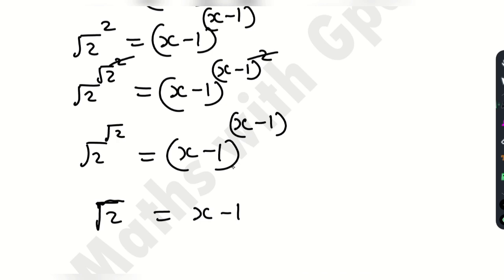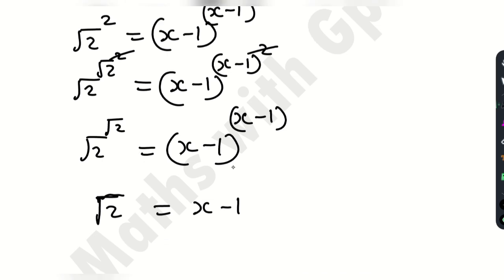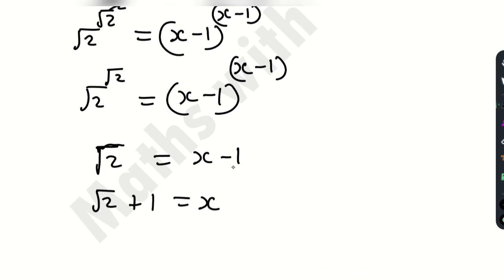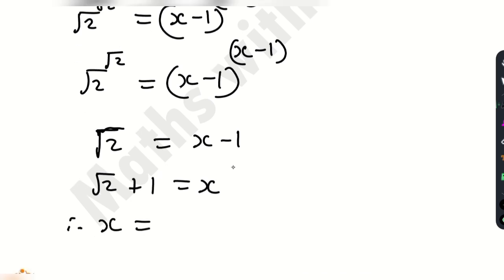So what I will do next is to transpose negative 1 to the left-hand side, so that we'll have an expression or a value of x. That will be root 2 plus 1 is equal to x. Now, therefore, x is equal to root 2 plus 1. So this is the value of x that will satisfy that equation.